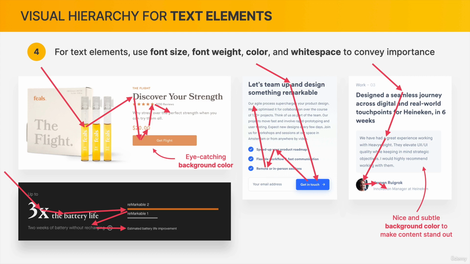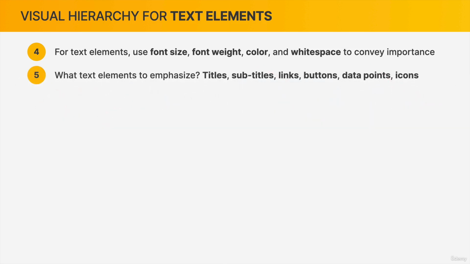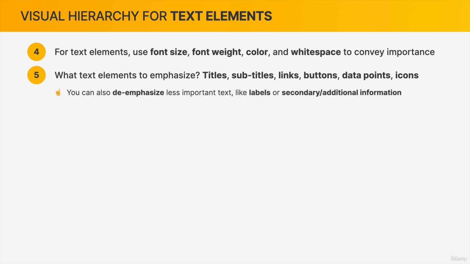So all these components are really well designed, and therefore the visual hierarchy is also top-notch. And so again, nothing here is random. All the design decisions make sense because the designer wanted to establish a visual hierarchy to guide the user. But now you might ask, what elements should we actually emphasize? Well, we should emphasize contents like titles, subtitles, links, buttons, data points, and icons. And as we already saw in all the previous examples, we can also de-emphasize less important text, so things like labels or simply secondary information.